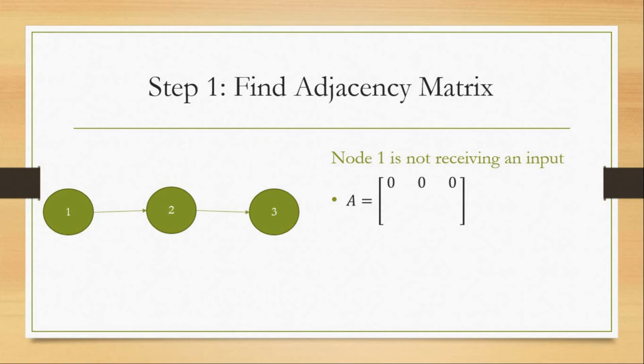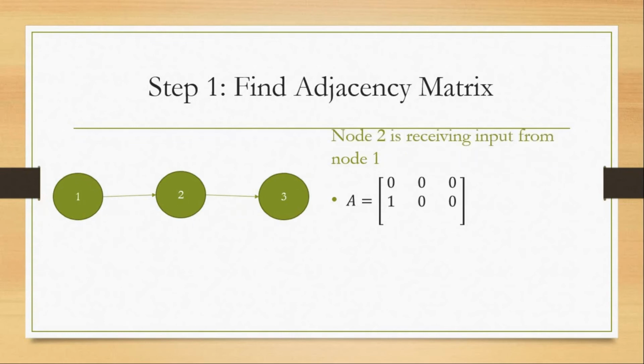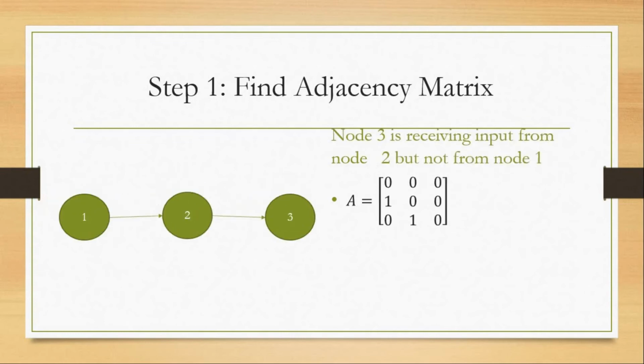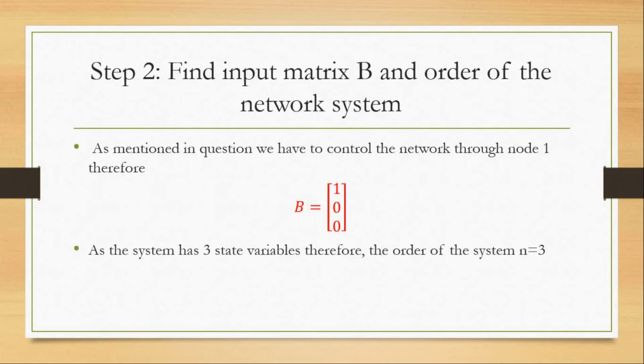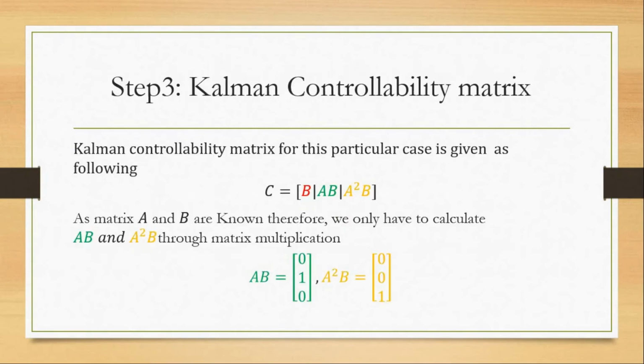Node 2 is receiving a signal from node 1 but not receiving any signal from node 3, therefore the second row will be equal to 1 0 0. The third node is receiving a signal from node 2 but not receiving any signal from node 1, therefore the third row will be equal to 0 1 0. As mentioned in the question, we have to control the network from node 1, therefore B is equal to 1 0 0. As the system has 3 state variables, therefore the order of the system n is equal to 3.